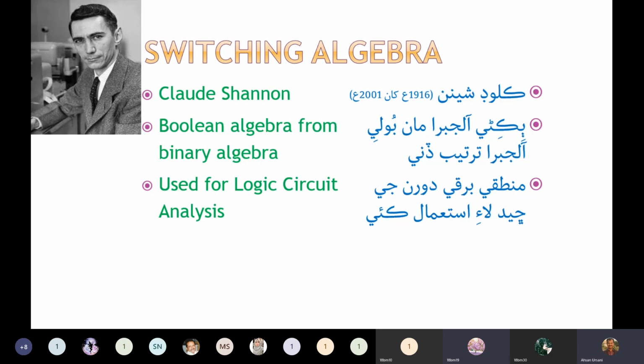Switching circuits. Circuits which were using switches to connect lines with each other. So those were called switching circuits. And an exchange was a big switching circuit.